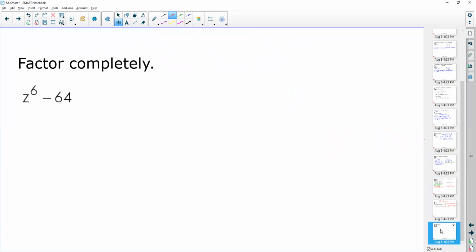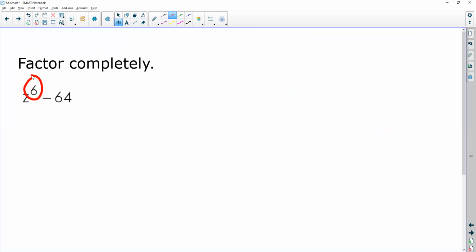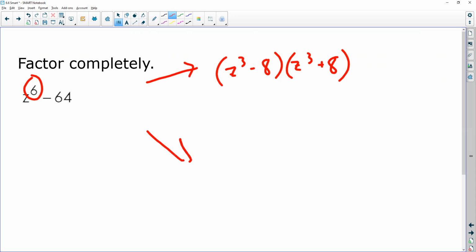All right, what do I do with this one? Well, I can treat it as a difference of cubes or a difference of squares. Either way would work because of this 6. And 64 is one of those strange numbers that is both a perfect square and a perfect cube. So you try it, see where you get. As a difference of squares, it's z cubed minus 8, z cubed plus 8. And I can factor that further as a difference of cubes. I just don't want to overcomplicate it for you guys at this point.